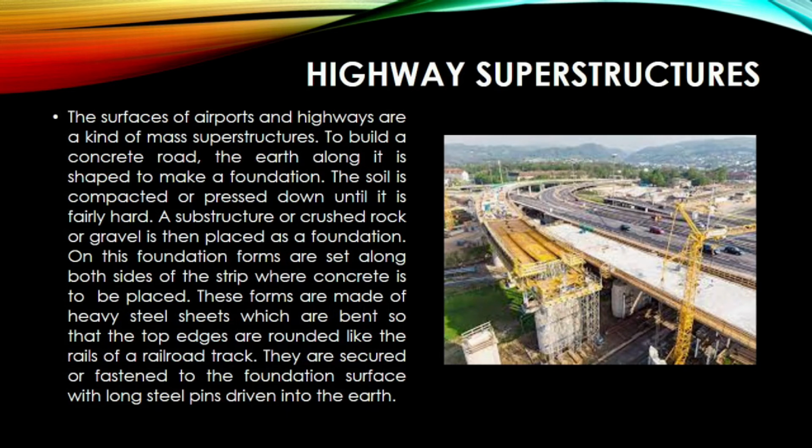On this foundation, forms are set along both sides of the strip where concrete is to be placed. These forms are made of heavy steel sheets which are bent so that the top edges are rounded like the rails of a railroad track. They are secured or fastened to the foundation surface with long steel pins driven into the earth.